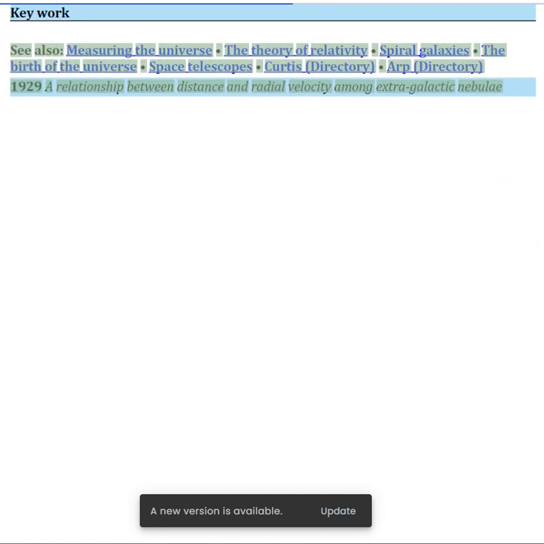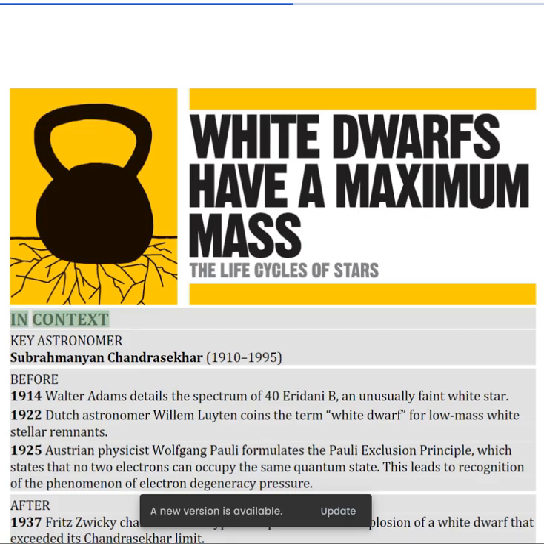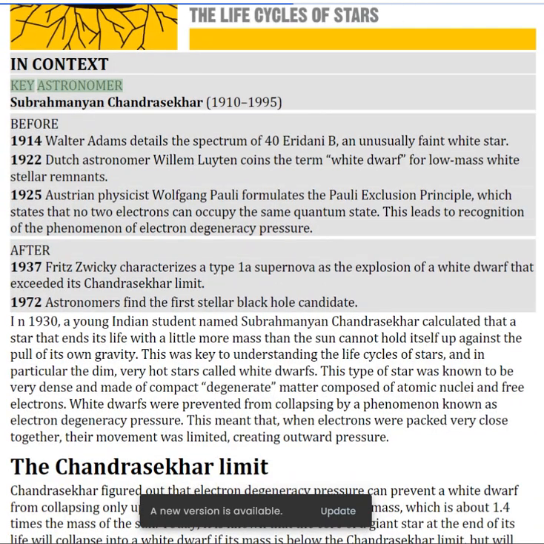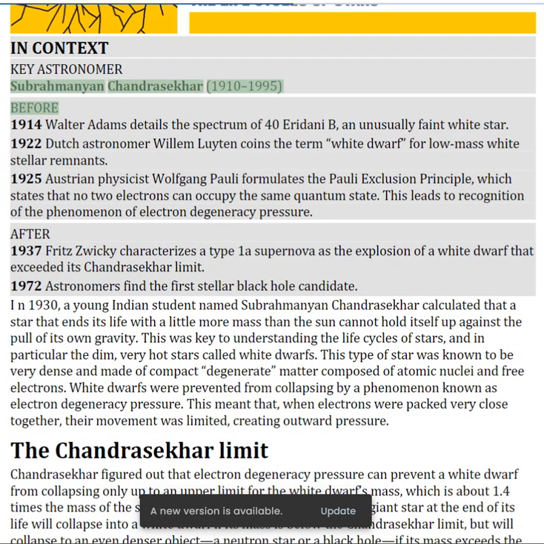1929 A relationship between distance and radial velocity among extragalactic nebulae. See also, Measuring the Universe, The Theory of Relativity, Spiral Galaxies, The Birth of the Universe, Space Telescopes, Curtis Arp. In context. Key astronomer. Subramanian Chandrasekhar.